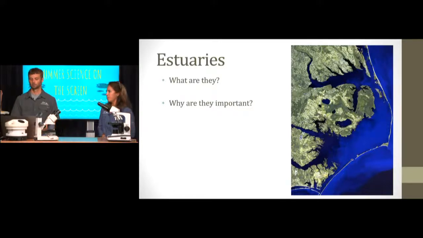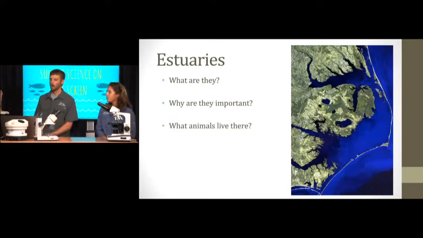You mentioned a nursery. What kind of animals live there? We can have invertebrates, which means they don't have a backbone, things like shrimp and crabs. We also have lots of different types of fish, speckled trout, red drum, flounder, things like that. And then even terrestrial animals, or animals that live on the land, or birds also utilize the estuary and the different aquatic life that live in it.